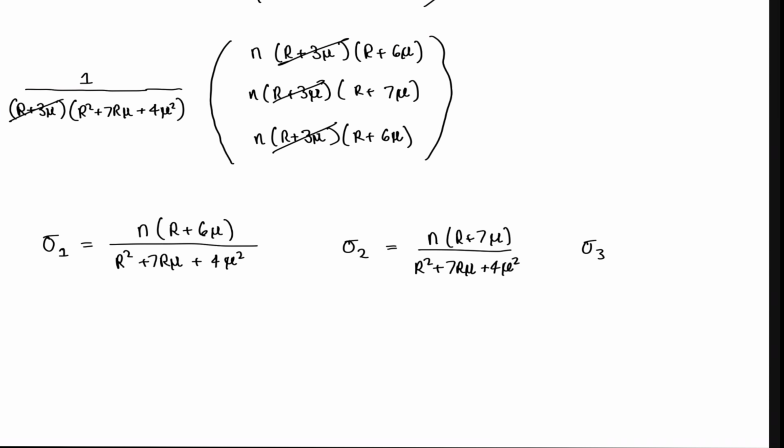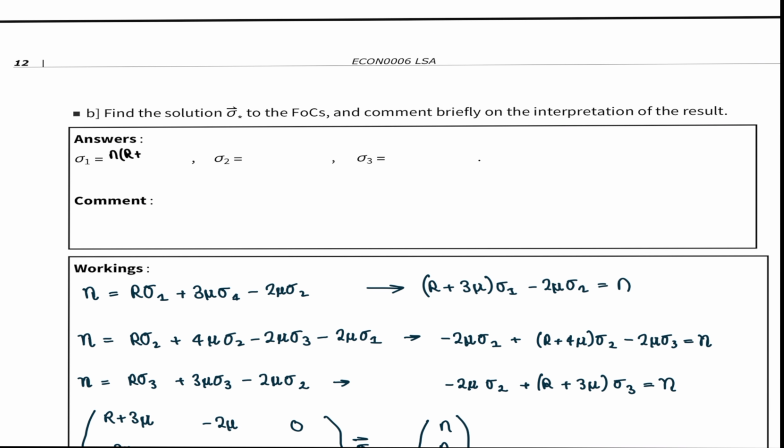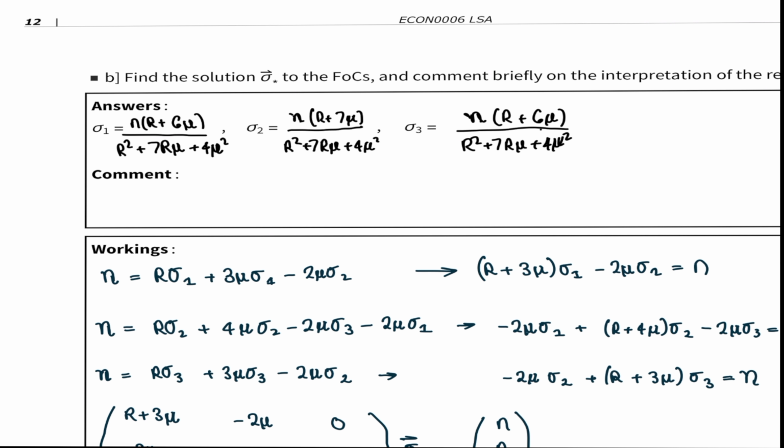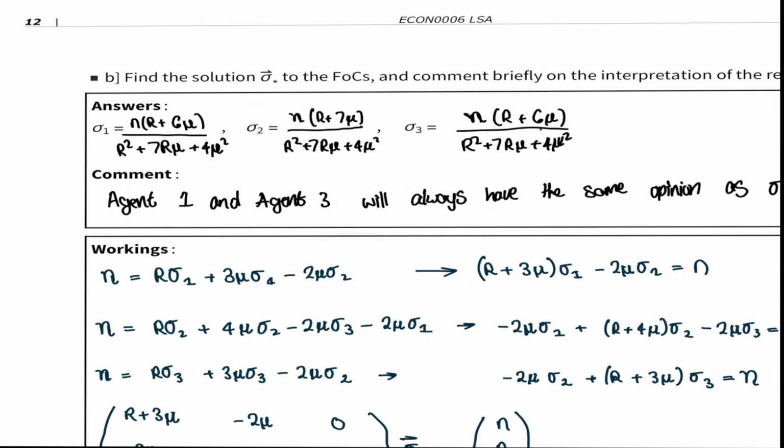And sigma 3 is equal to r plus 6 mu eta over r squared plus 7 r mu plus 4 mu squared. Cool. Just as an interpretation of the result, we can say that agent 1 and agent 3 will always have the same opinion, as sigma 1 is equal to sigma 3.